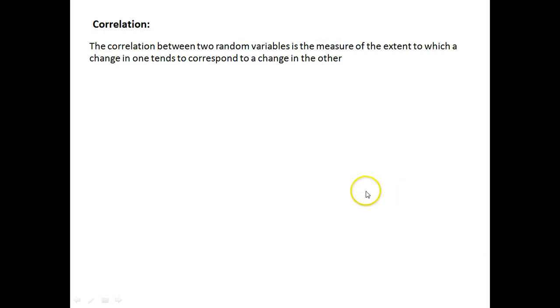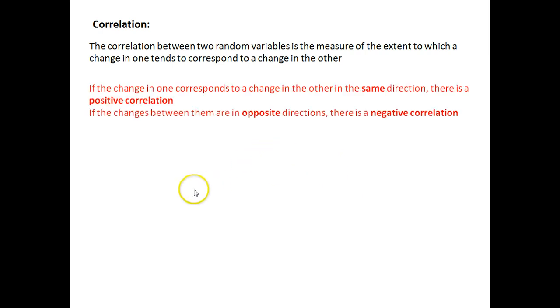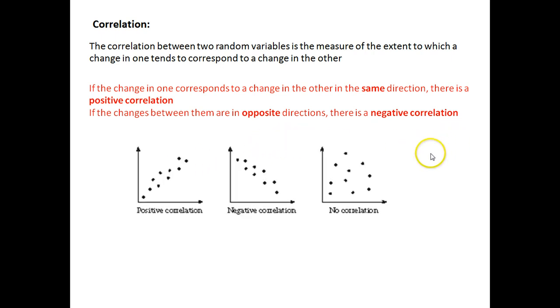The correlation between two random variables is the measure of the extent to which a change in one tends to correspond to a change in the other. If the change in one corresponds to a change in the other in the same direction, there's a positive correlation. If the changes between them are in opposite directions, there is a negative correlation.